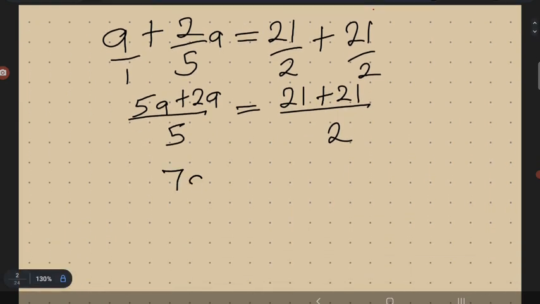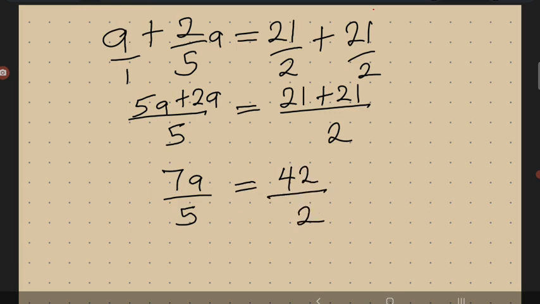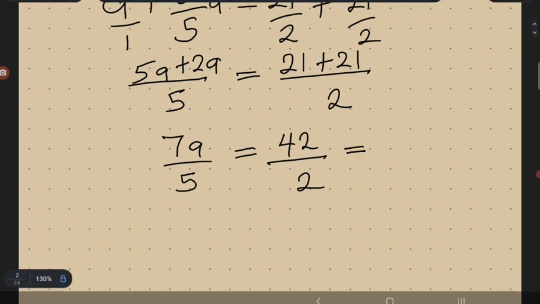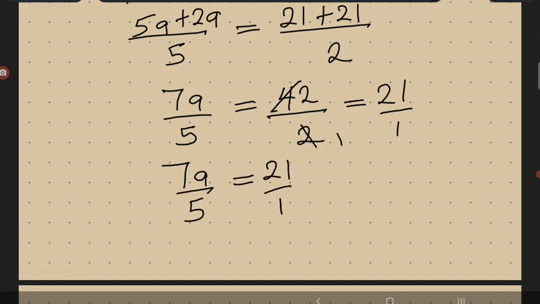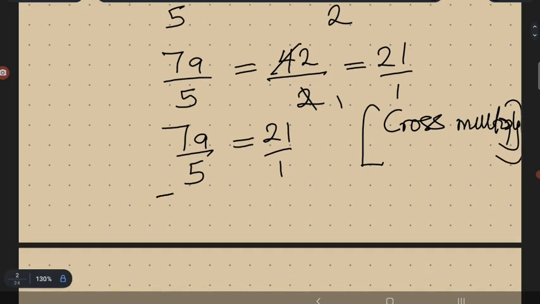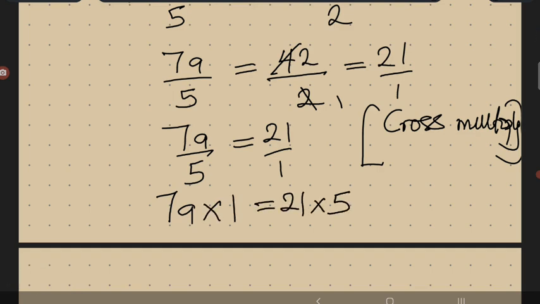So we have 7a over 5 is equal to 42/2. This can also give us 2 here 1, 2 here 2, 1/1. So we still have 7a over 5 is equal to 21/1. So we try to cross multiply the value. So we have 7a times 1 is equal to 21 times 5.